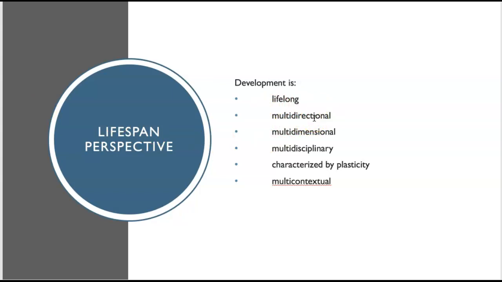Development is also multidirectional. This means that throughout life, some components or dimensions of our life will grow while others will remain the same or may even shrink. Third, development is multidimensional. There are 3 dimensions or domains in development. So for each developmental period that we will be discussing, we'll be talking about the biological or physical changes, we'll talk about the cognitive changes, and then we'll also talk about the socio-emotional changes that occur in our life.